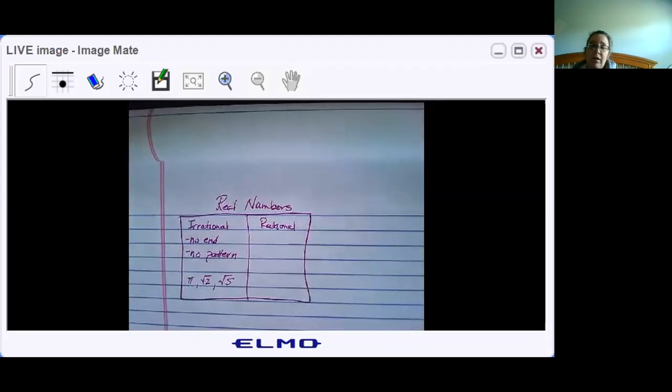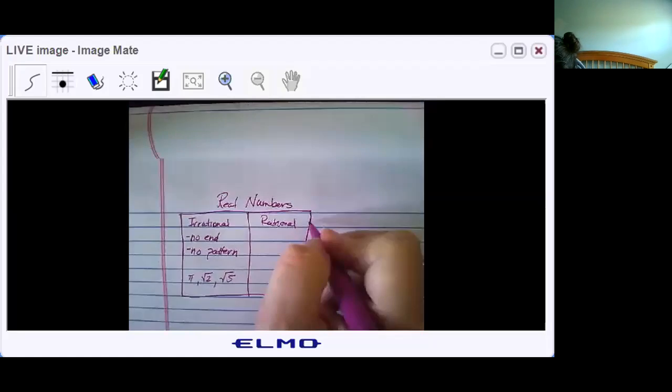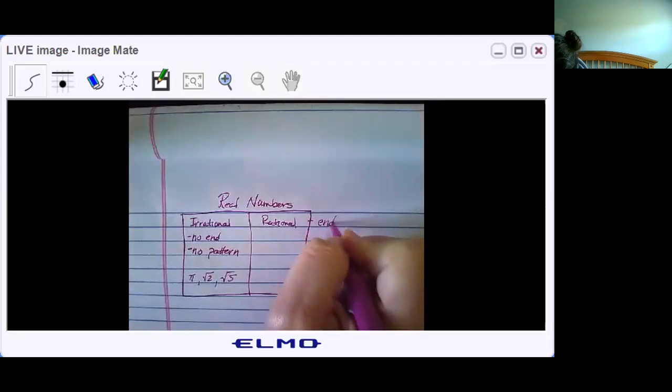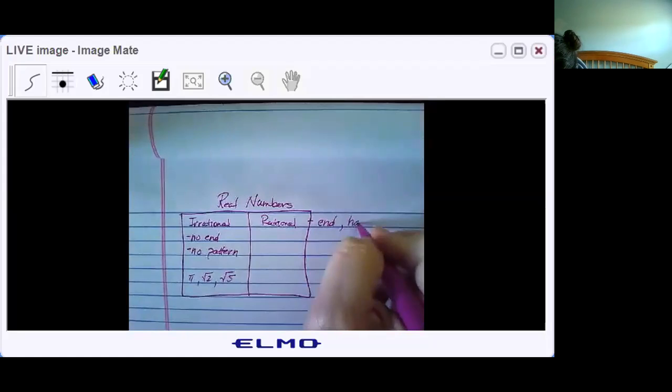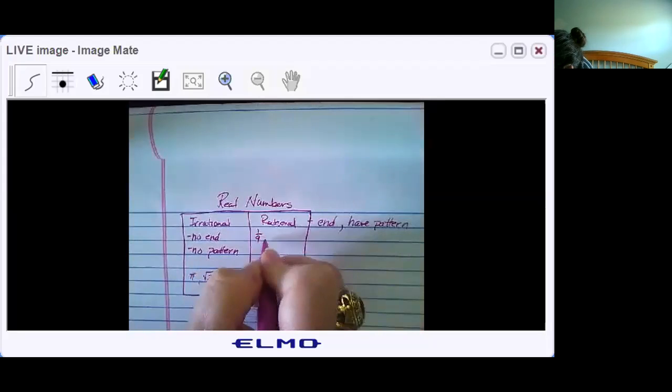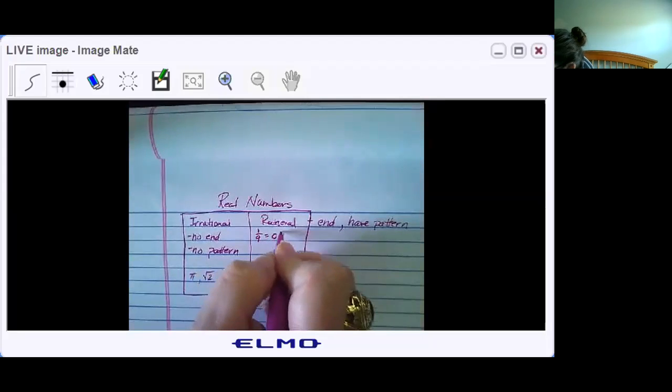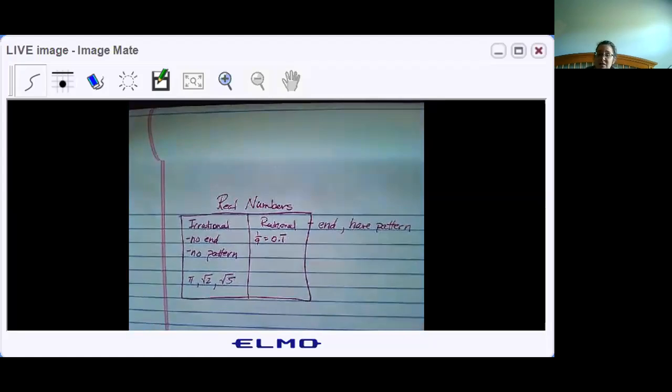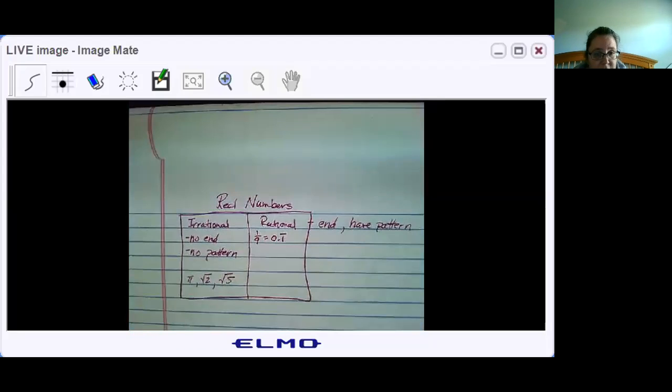Well, let's think about it. If irrational numbers have no end and no pattern, rational numbers are going to do the exact opposite. They will either end or they will have a pattern. So when I did 1 over 9 and I got 0.1 and the 1 repeated, that's a rational number because it has a pattern and it repeats.